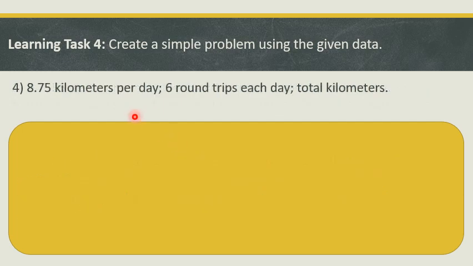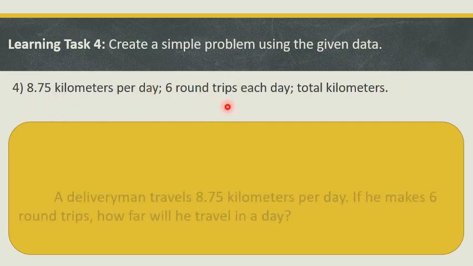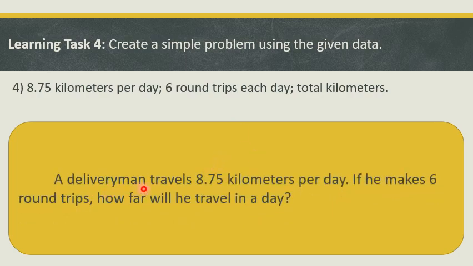Okay, so sa problem na to, isip kayo ng ano ba ang pwedeng naglalakbay ng kilometers. Pwedeng nagba-bicycle, pwedeng merong car, so yun po. So para i-apply nyo dito, dapat may kaugnay din siya dito sa problem, hindi basta gagawa ng problem. So ito example, a delivery man travels 8.75 kilometers per day. If he makes 6 round trips, how far will he travel in a day? So wala yung total kilometers, so ito na rin po siya.